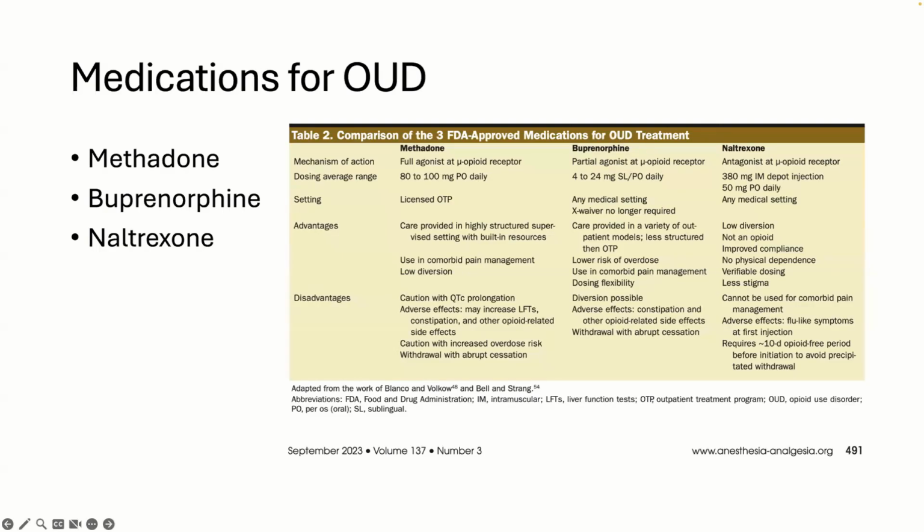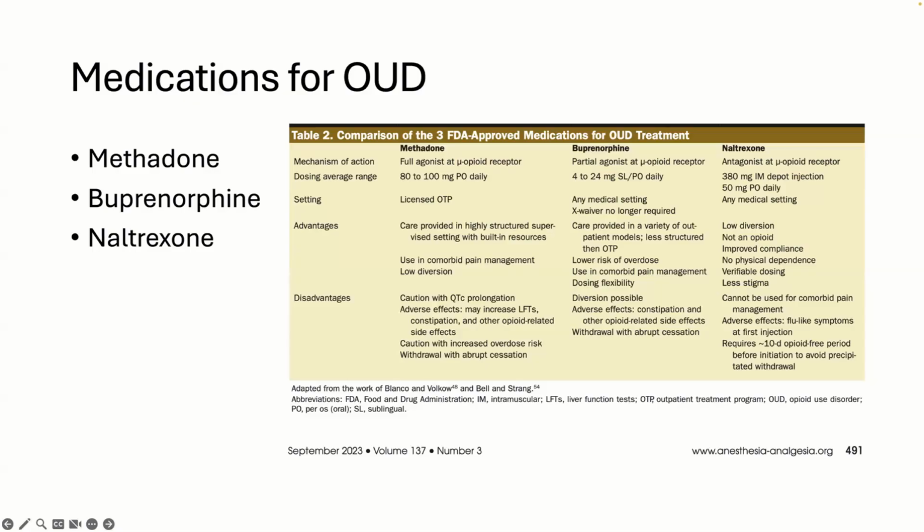The first is methadone. It's a full mu opioid receptor agonist, and it's typically dosed once daily for opioid use disorder, often ranging from 80 to 100 milligrams. It's usually dispensed through a structured opioid treatment program. And one of the advantages is that it's effective for both opioid use disorder as well as chronic pain. And we'll go through some of the more detailed considerations for that shortly.